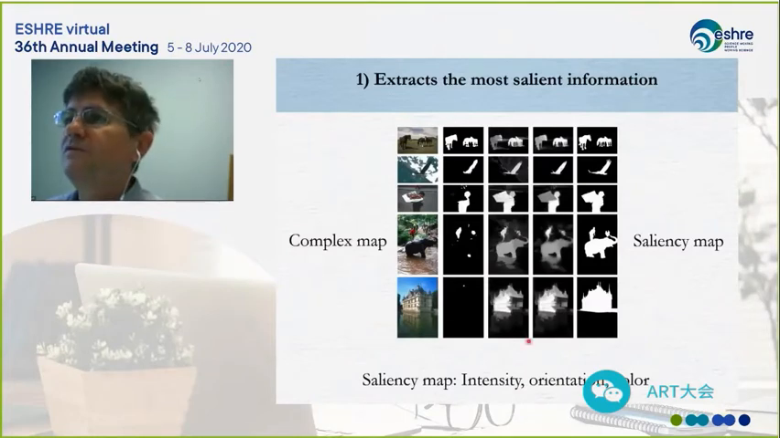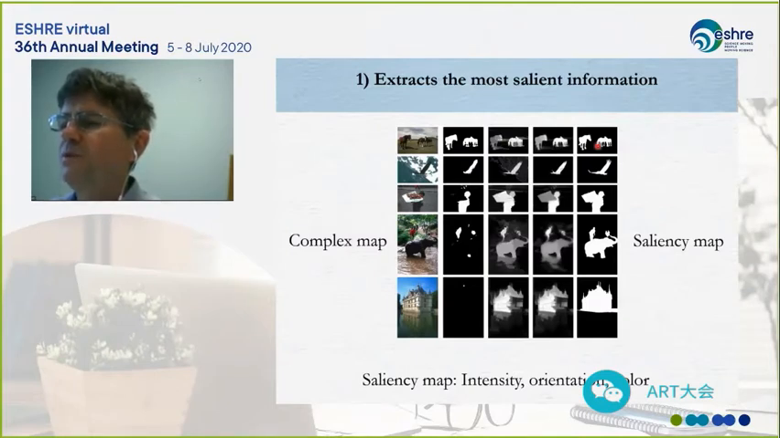A first algorithm extracts the most salient information from an image, and this is called the saliency map algorithm. The most salient information of an image means that the image is made lighter by removing all non-essential information to be able to identify that object.